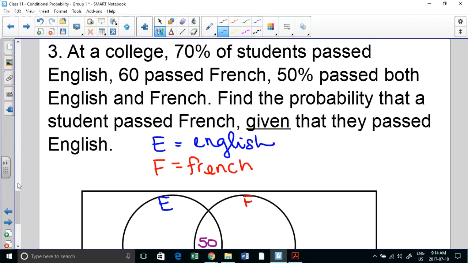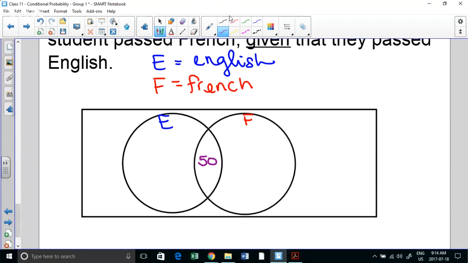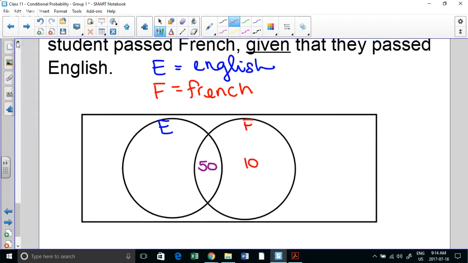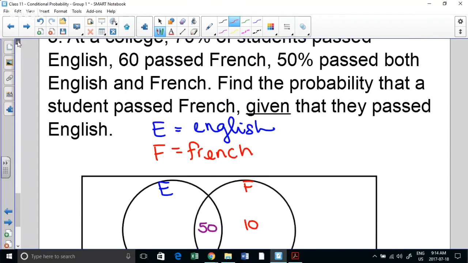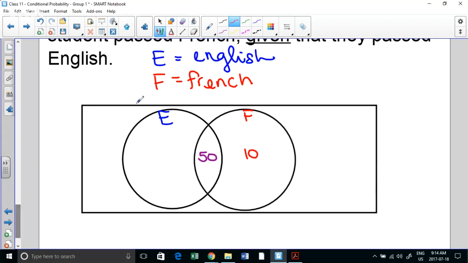We have 60 passed French. So that means that here there's 10 left over that passed French only. 70 passed English, so that means there's 20 left over here. And in the universal, it's 100% minus 20, minus 50, minus 10. That leaves me 20 that didn't pass any of them.